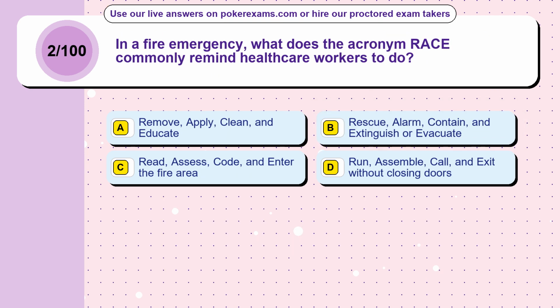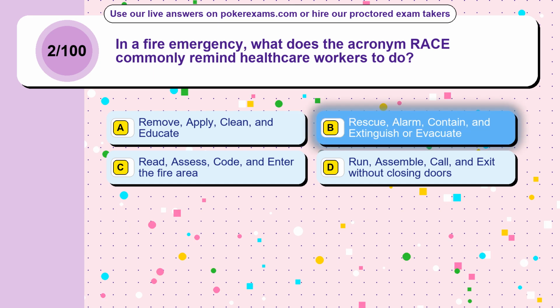Question 2. In a fire emergency, what does the acronym RACE commonly remind healthcare workers to do? Option A. Remove, apply, clean, and educate. Option B. Rescue, alarm, contain, and extinguish or evacuate. Option C. Read, assess, code, and enter the fire area. Option D. Run, assemble, call, and exit without closing doors.